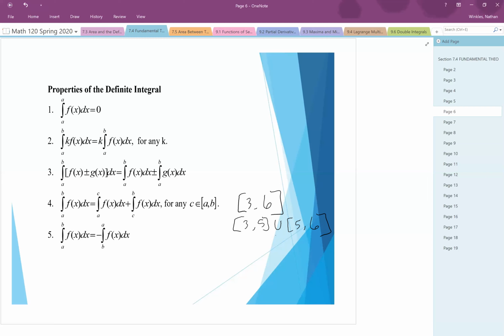For number 5 there, the integral from A to B of f of x dx would be equal to negative the integral from B to A of f of x dx. So we can switch our limits of integration as long as we put a negative out front, because basically what that's doing is instead of going left to right, that puts us going right to left, so we have to make our negation on the inside of there.